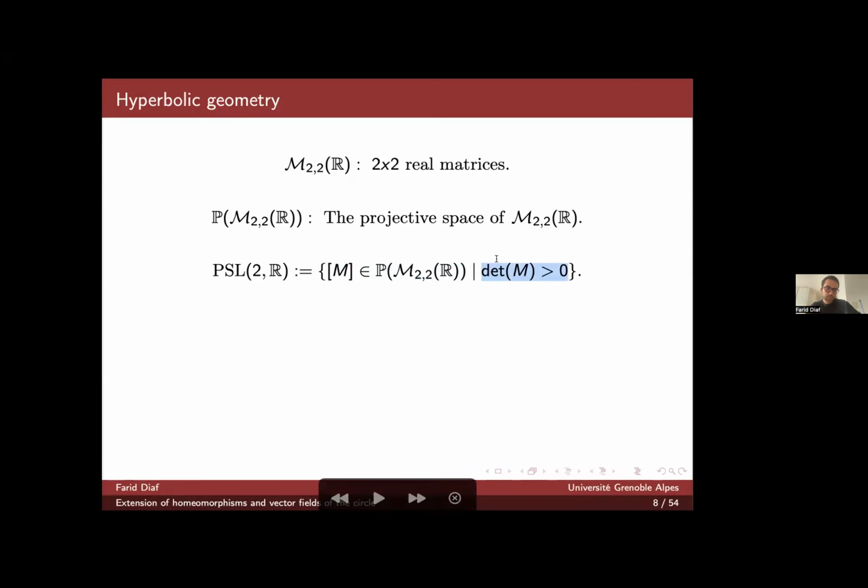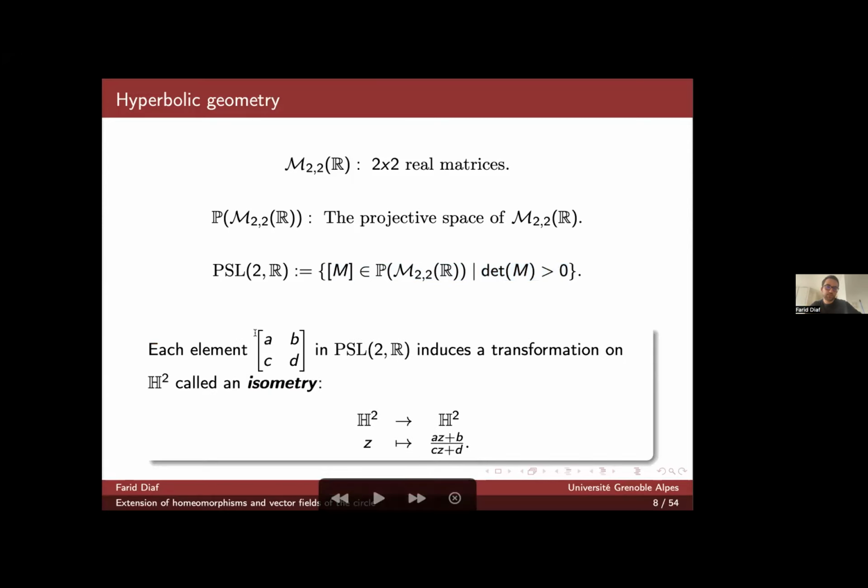Okay, so what is the relation between this and the hyperbolic space? Each projective class of matrix inside PSL(2,R) induces a transformation of H2, which is called an isometry. This is a Möbius transformation: for each Z, you have (AZ + B) over (CZ + D). And it is called an isometry because it preserves some distance, okay?